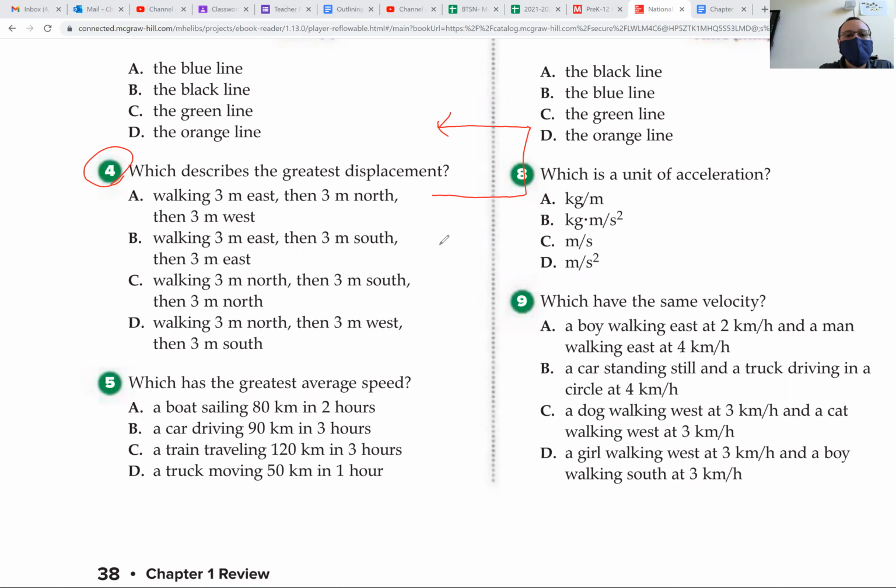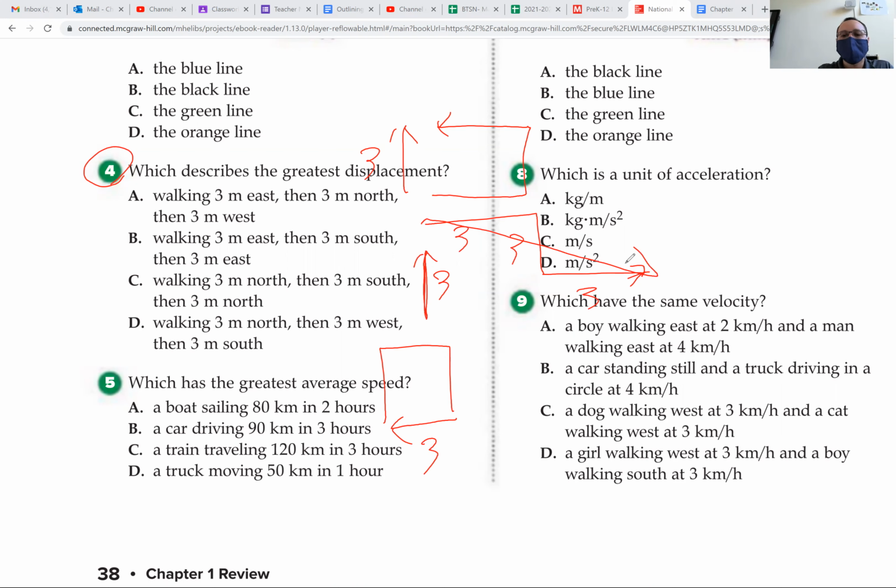So maybe not for that one. 3 meters east, 3 meters south, and 3 meters east. That does pretty well. 3 meters north, 3 meters south, 3 meters north. That only goes 3 meters total. And then 3 meters north, 3 meters west, 3 meters south. In this case we've gone a total of 3 meters north. In this case, we've gone a total of 3 meters west. But in this case, we've gone 3 meters down, and then another 3 meters west. This is the longest total displacement.